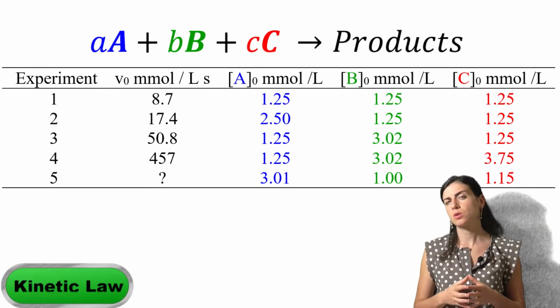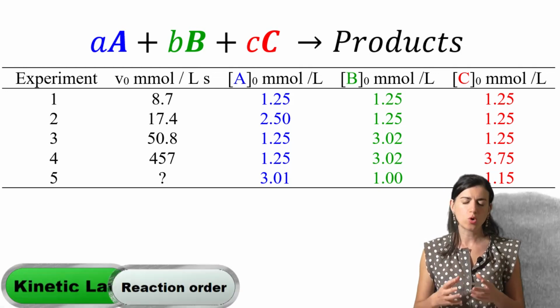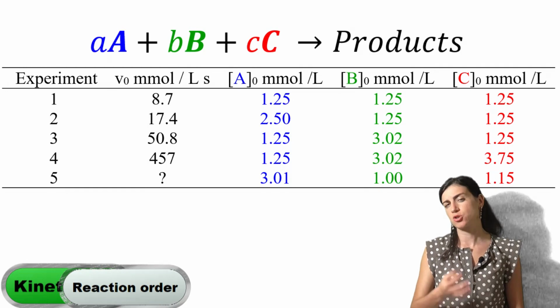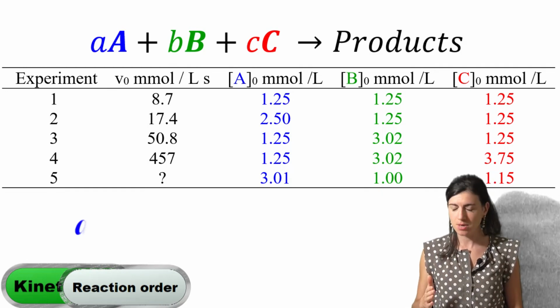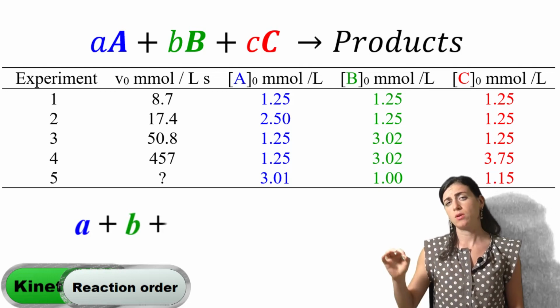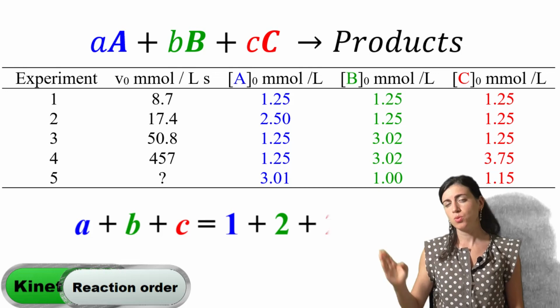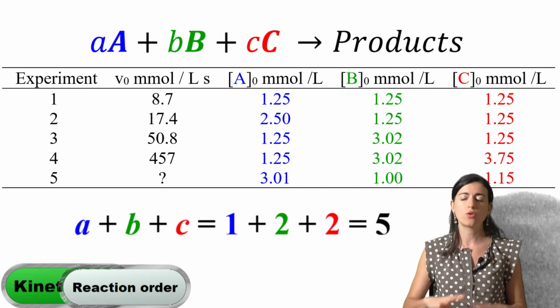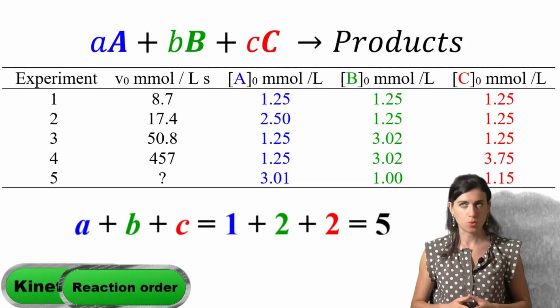Now let's answer question 2, which was: what is the overall order of the reaction? Now it's actually simple, because the overall order of the reaction is given by the sum of the orders for the single reactants. So it will be 1 plus 2 plus 2, which is 5. So the overall order of the reaction is 5. So we have answered the second question too.